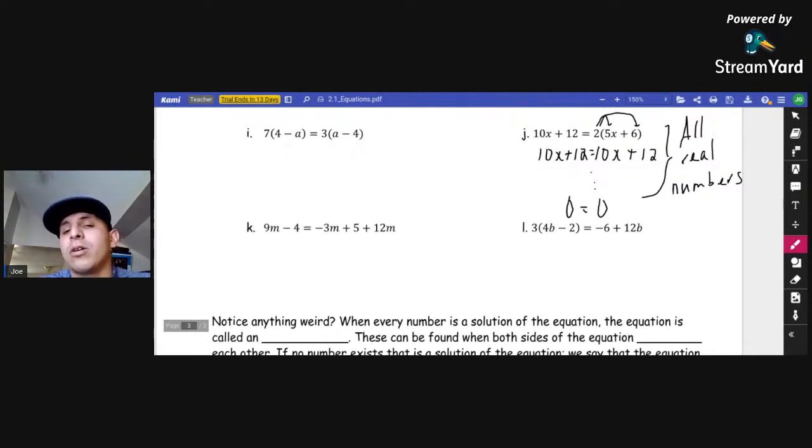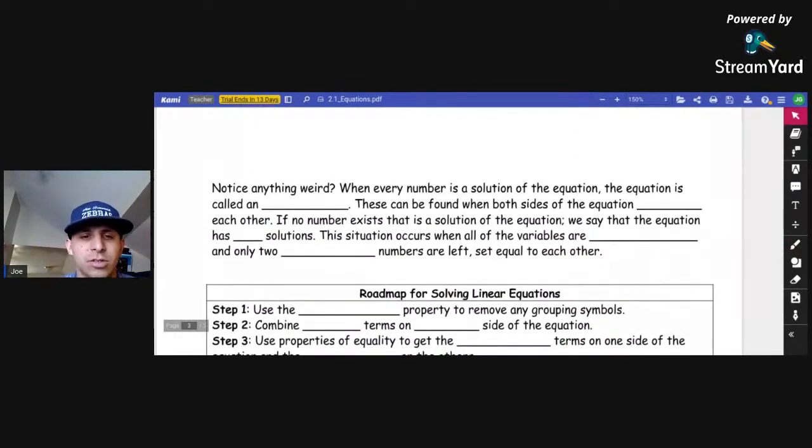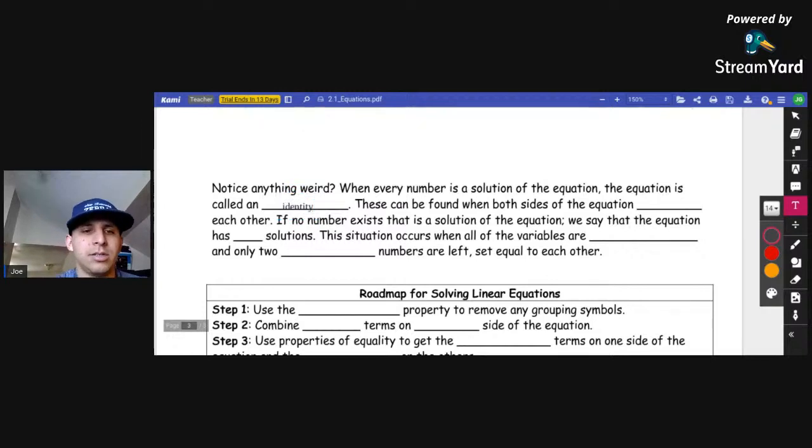Now, if I get two numerical values that are not equal, let's say we simplify this and got 0 equals 1, that's not true. And what that's informing us is that there are no values that would ever satisfy this equation. So it's something to be mindful of. And obviously I include it as a text, so let me type rather than write. When every number is a solution of the equation, it is called an identity.